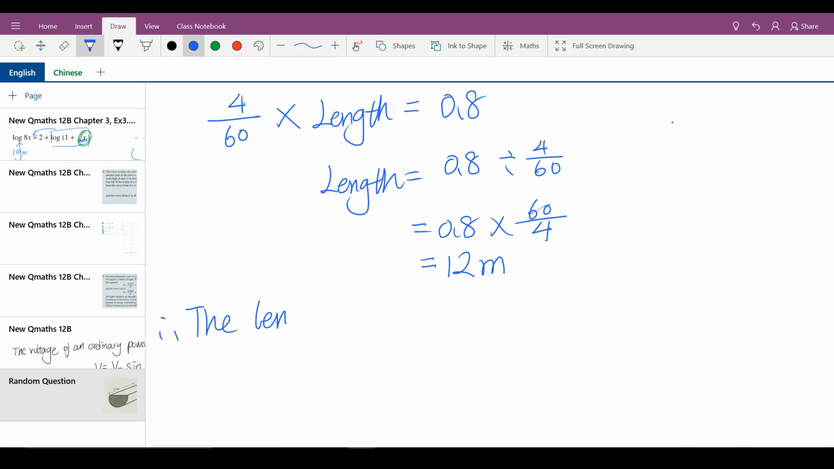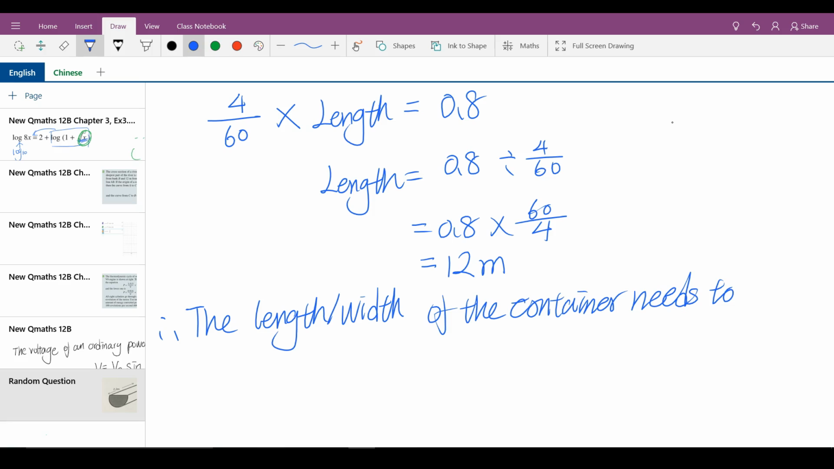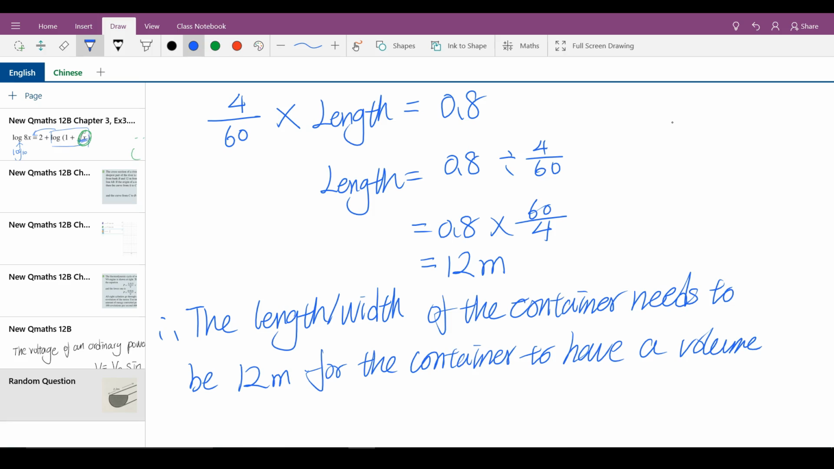The length or width, however you see the picture, the length or width of the container needs to be 12 meters for the container to have a volume of 0.8 meter cube. Done.